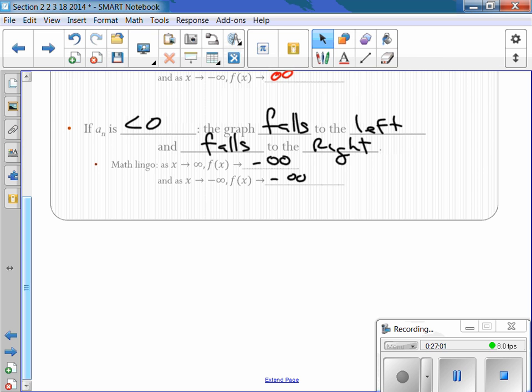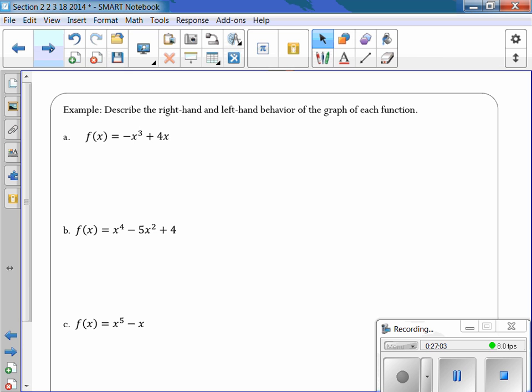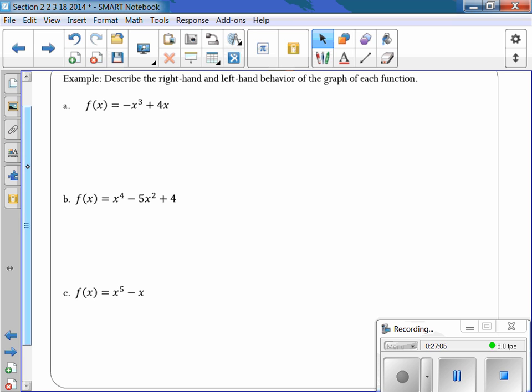Well, I didn't say it was the next page. So here, I want to talk about the end behavior, the only end behavior. So here we have f of x equals negative x cubed plus 4x. What's going on with the left and the right? So just like identifying which way it goes. Absolutely. We're just saying what's happening on the left side, what's happening on the right side. Is it rising or is it falling?